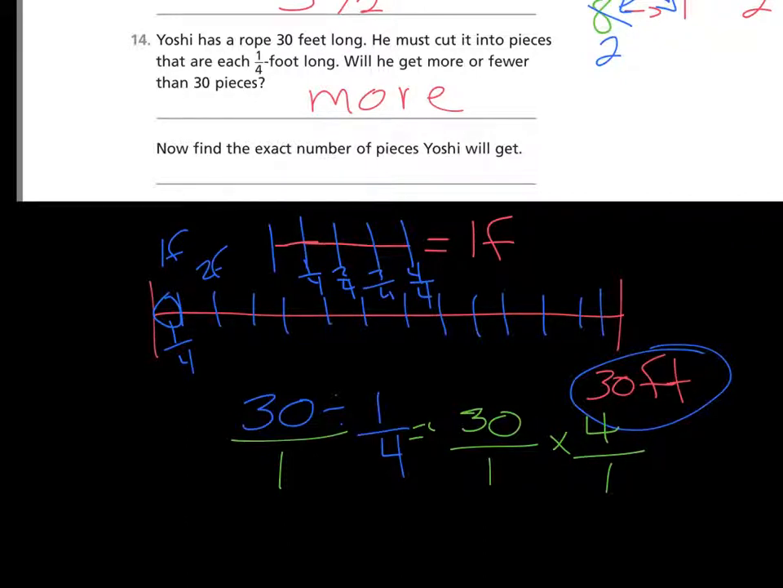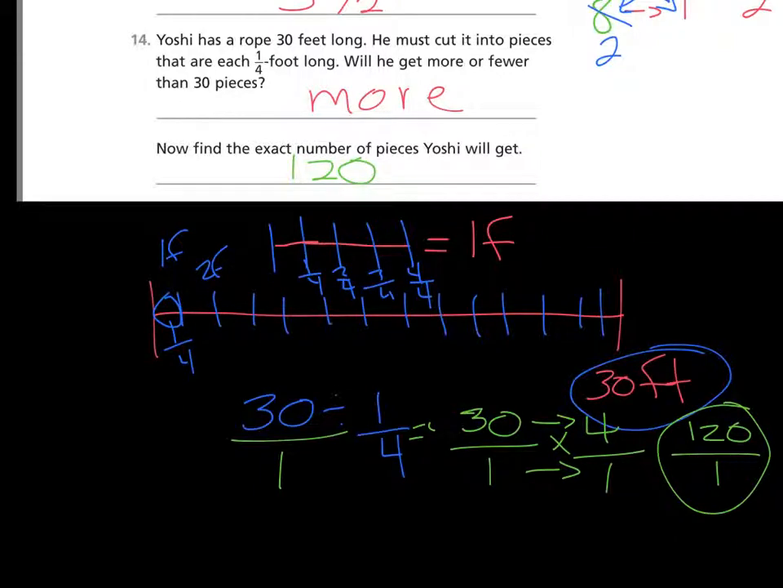We're going to multiply then straight across: 30 times 4, which is 120, and 1 times 1, which is 1. And now we can see our answer. It was an easy one to change. This is an improper fraction, and that equals 120. We're going to have 120 pieces if we break our 30-foot rope into quarter-foot long pieces of rope.